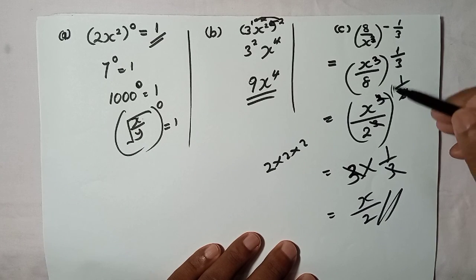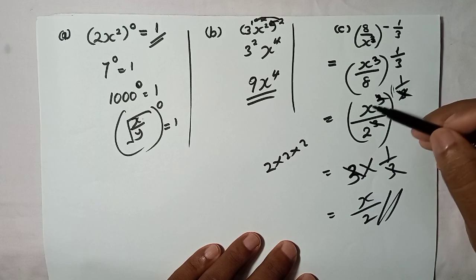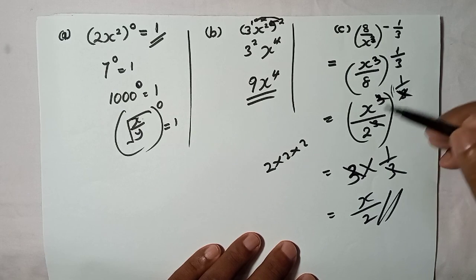Here try to understand: the outside index multiplies the indices of the terms inside, so you need to multiply those indices.